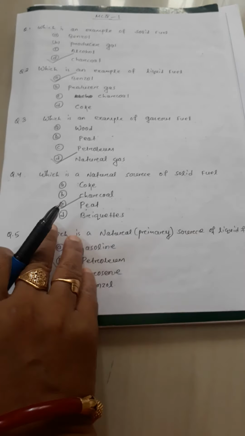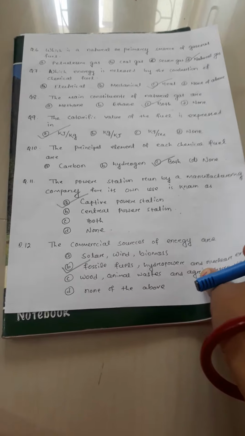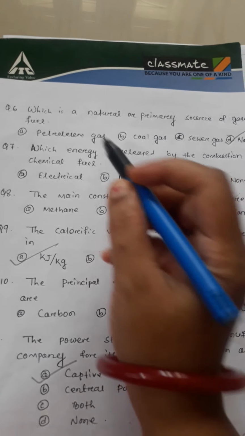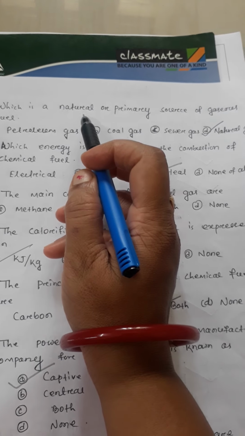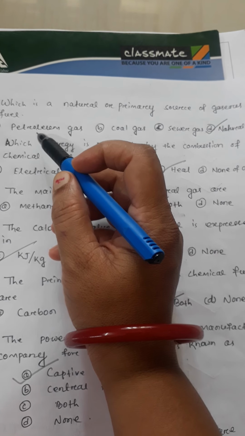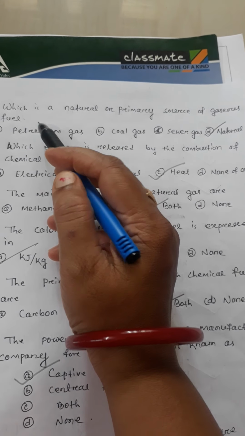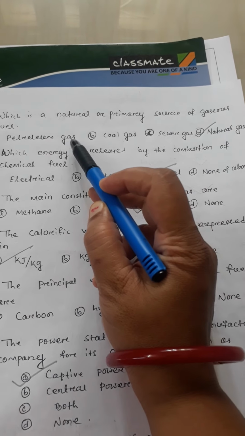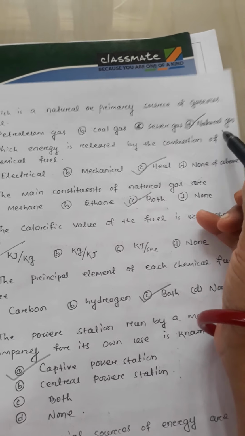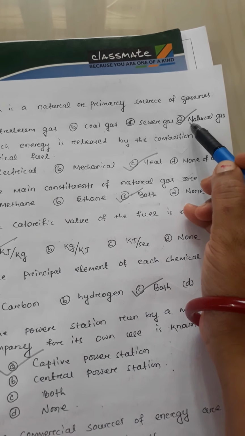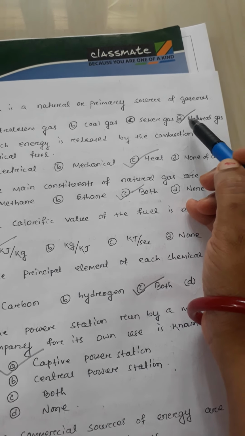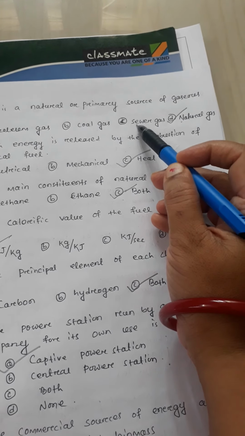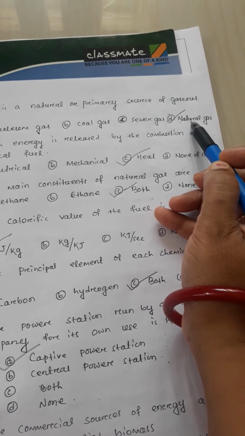Now let us discuss question number 6. Which is a natural or primary source of gaseous fuel? Solid and liquid fuel we have already discussed. The options are petroleum gas, coal gas, fuel gas and natural gas. So the natural source is natural gas. From this gas we can derive all these other gases, and these are the secondary sources. This is the primary or natural source of gaseous fuel.